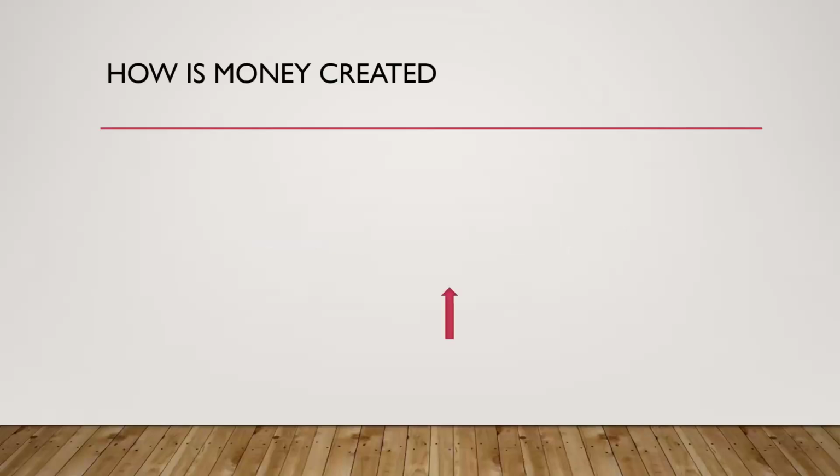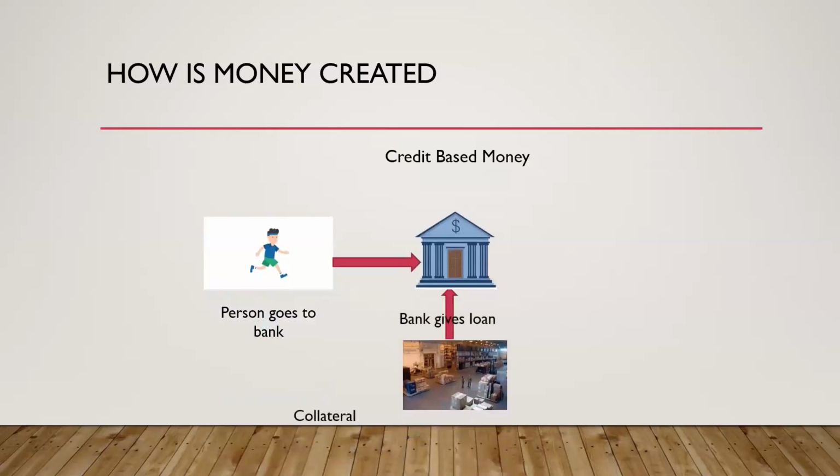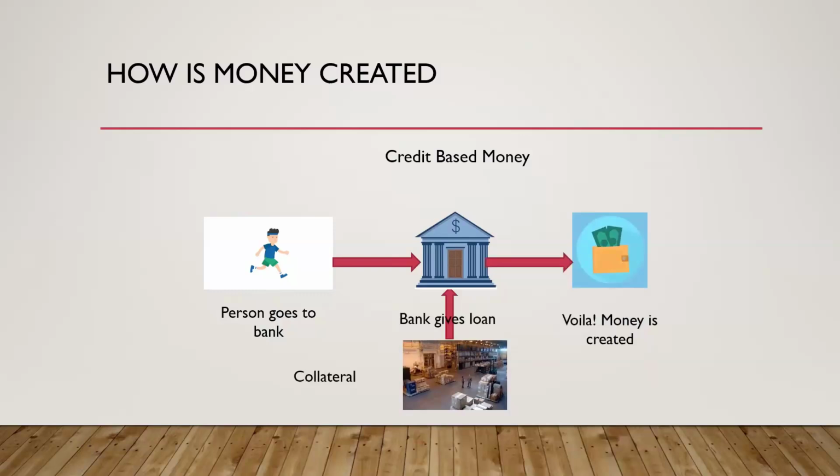In the modern economy, where money is fiat and credit-based, how is money created? Very simply, a person goes to the bank for a loan. The bank takes a collateral in the form of an asset and voila. Money is created out of thin air.